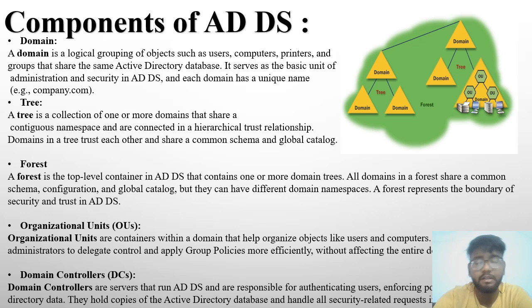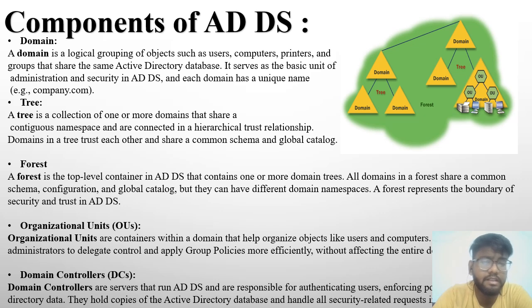Next, we discuss the components of ADDS. Basically, the first component is a domain. A domain is a logical grouping of objects such as users and computers, with unique administration and security in ADDS, and it has a unique name. For example, company.com and google.com.